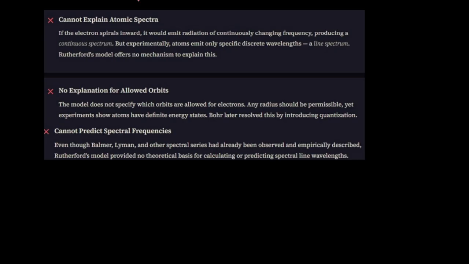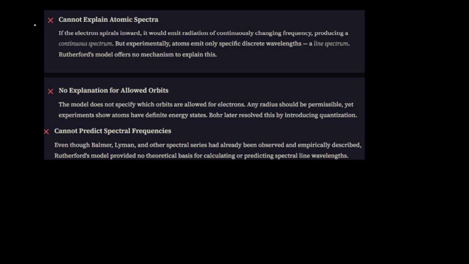Now atomic spectra, what is spectra? We are going to learn that later as we progress in the chapter. But think like that, it cannot explain the behavior of the simplest atom. That is a major drawback.